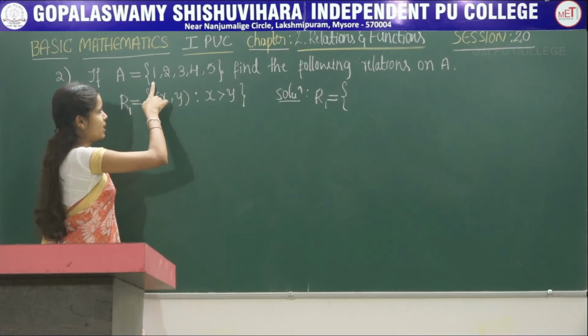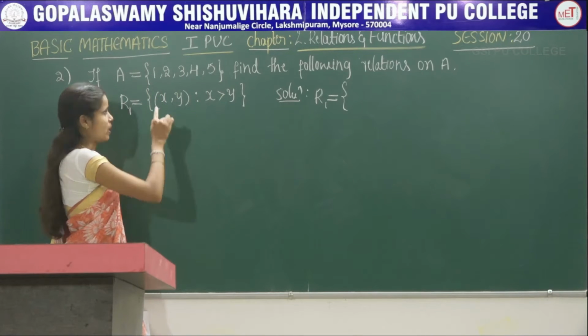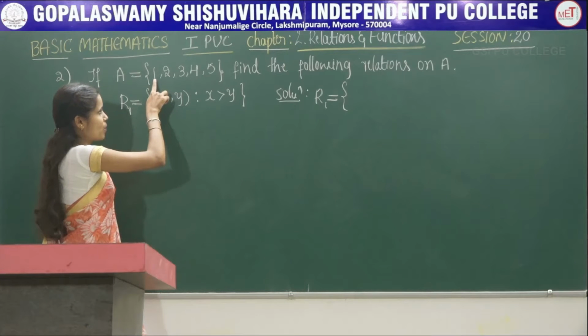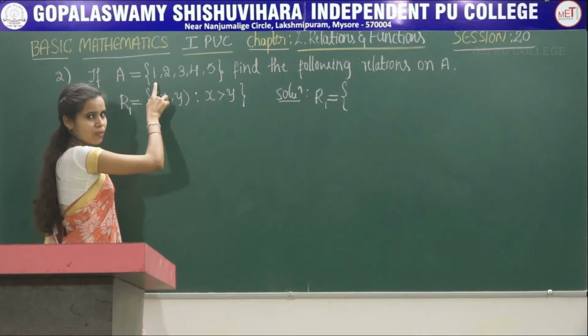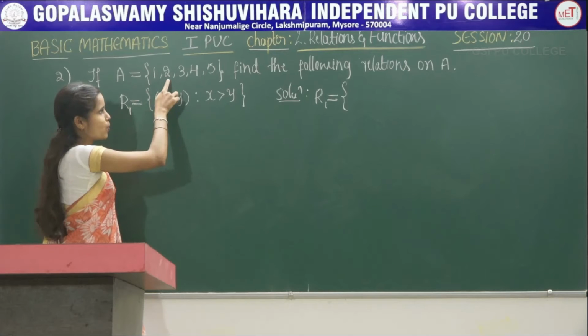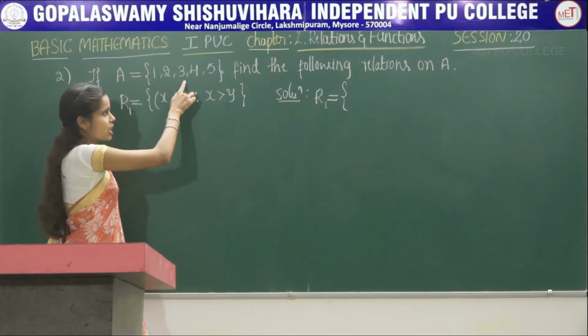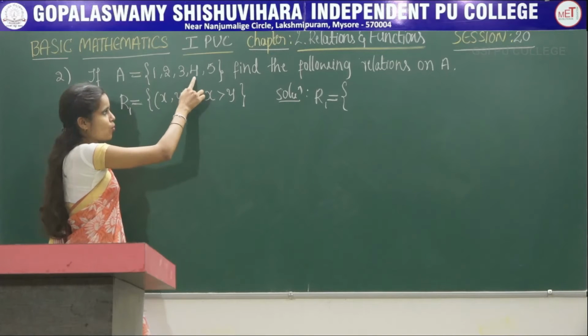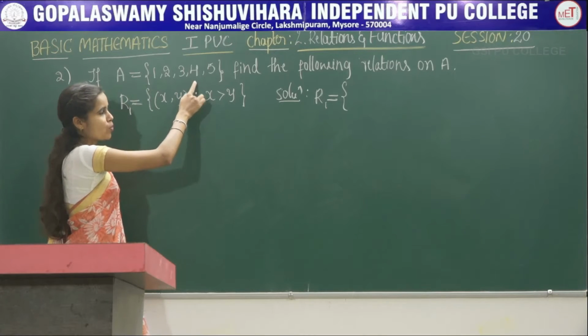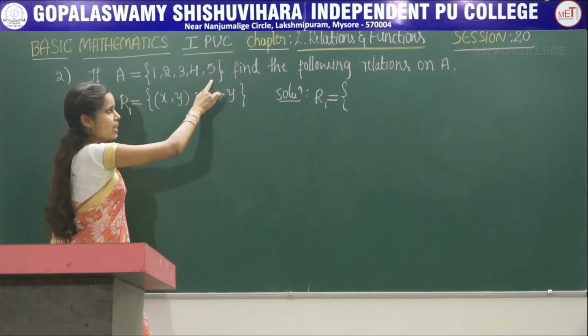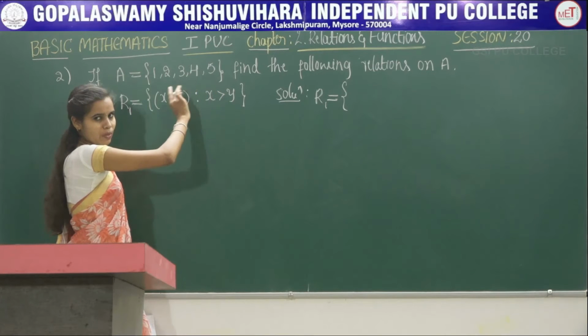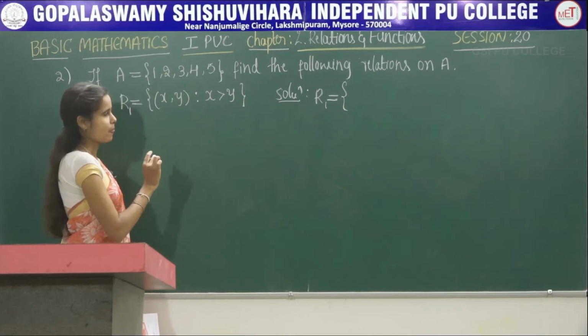So here the first element, S cross S, the second set contains 1, 2, 3, 4, 5. So the ordered pairs are (1,1), (1,2), (1,3), (1,4), (1,5). Next (2,1), (2,2), (2,3), (2,4), (2,5). Next (3,1), (3,2), (3,3), (3,4), (3,5). (4,1), (4,2), (4,3), (4,4), (4,5). (5,1), (5,2), (5,3), (5,4), (5,5). Okay, the last element is (5,5).